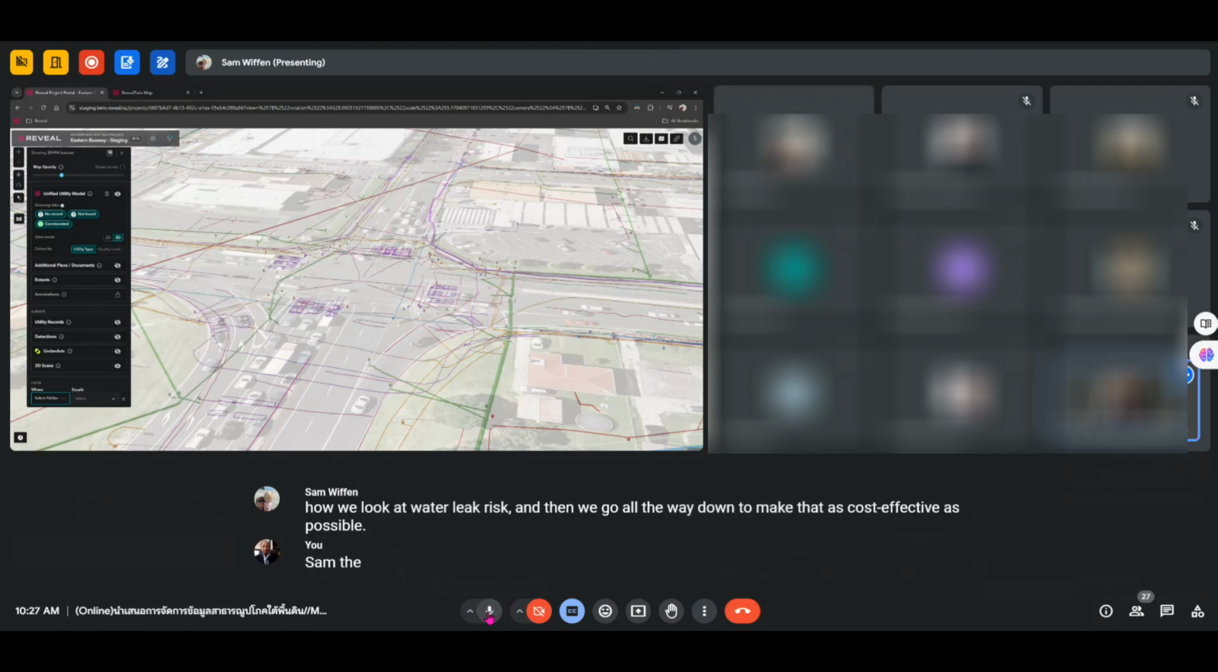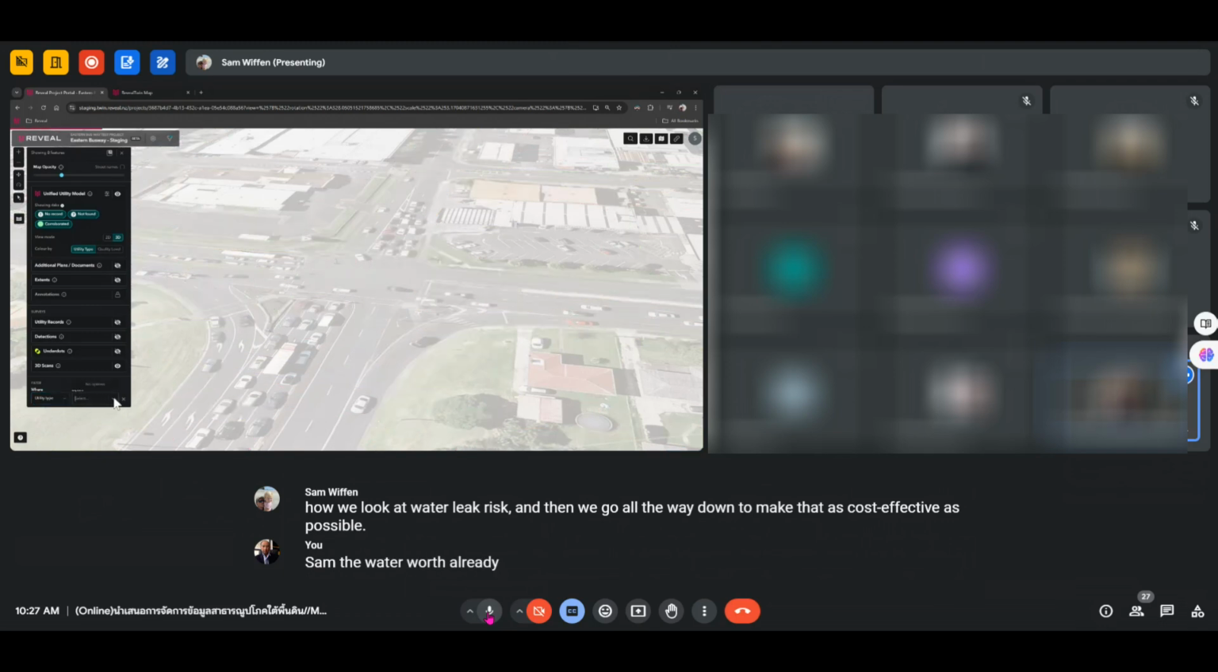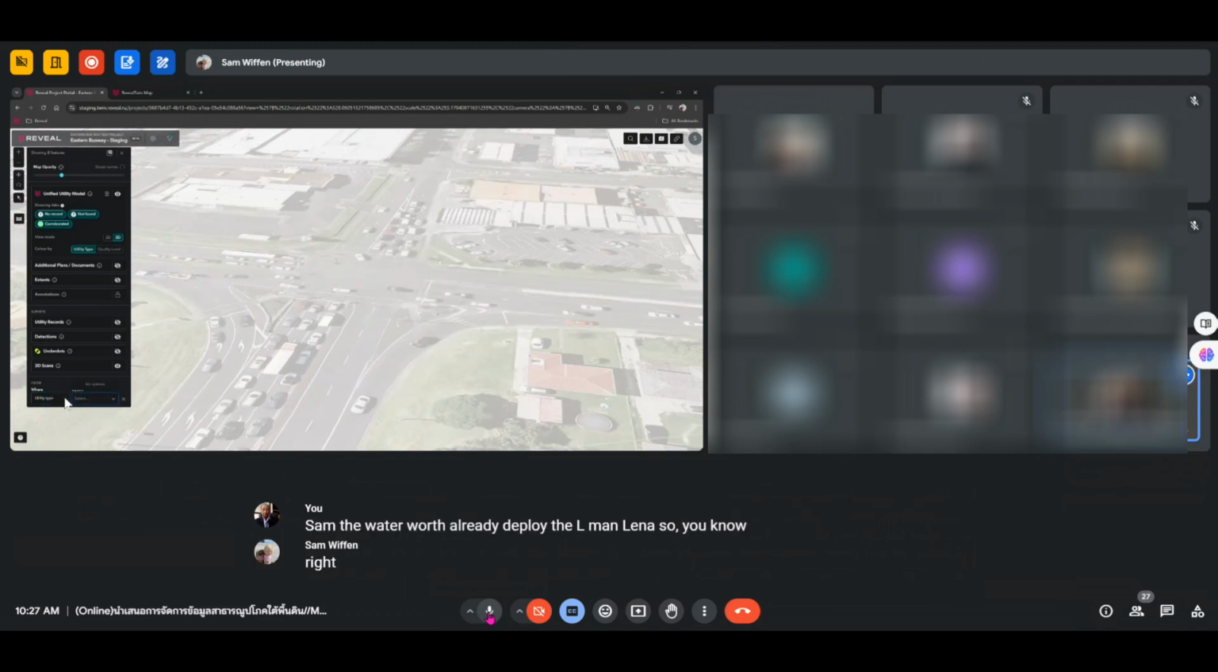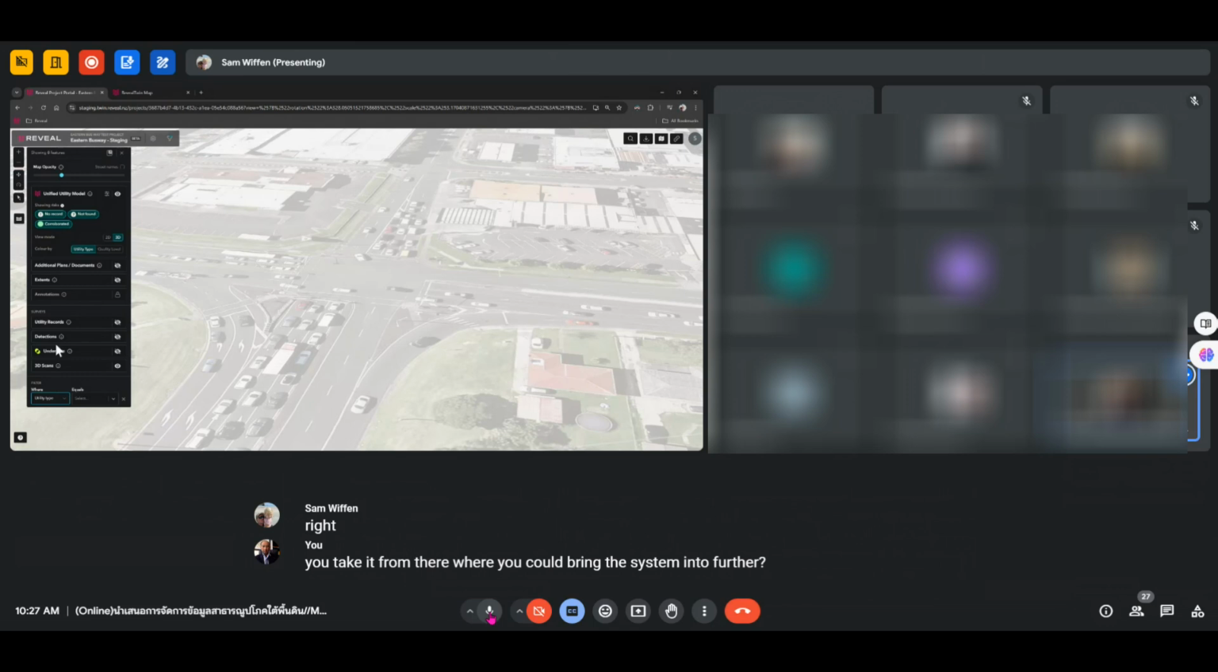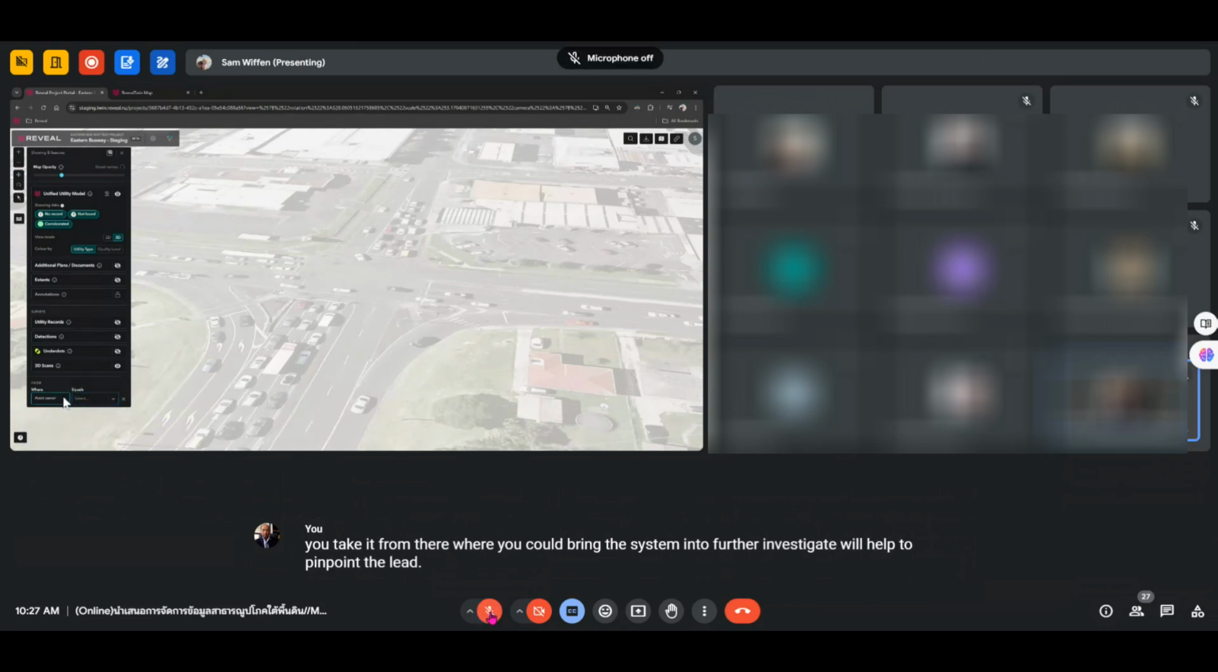Sam, the Waterworks already deployed the L-band radar data. So can you take it from there where you could bring the system in to further investigate or help to pinpoint the leak? Yes. Yeah.